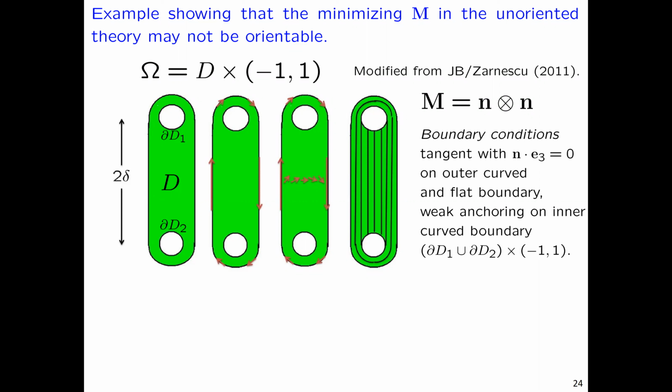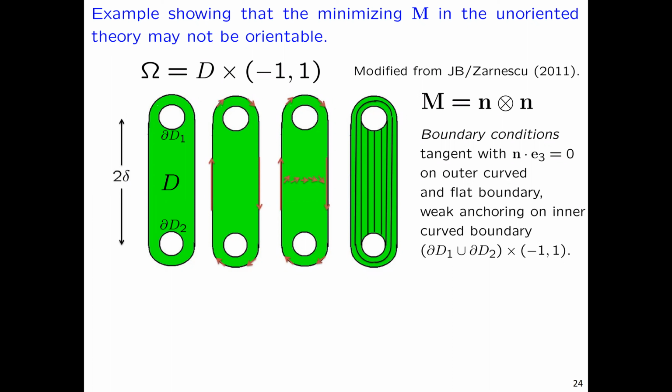and on the flat parts, so in front and behind, the director has got to be in the x1, x2 plane, in the plane of the screen, right? So on this front face, it can point in any direction it likes, but it can't point into the screen at all. And those are quite reasonable boundary conditions that you can impose in practice.